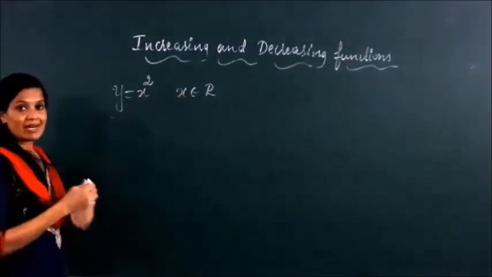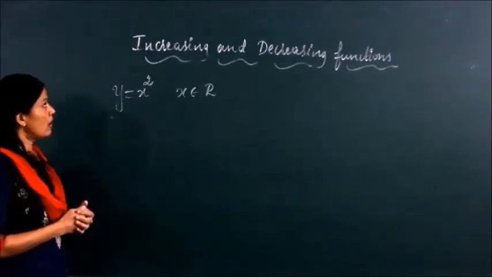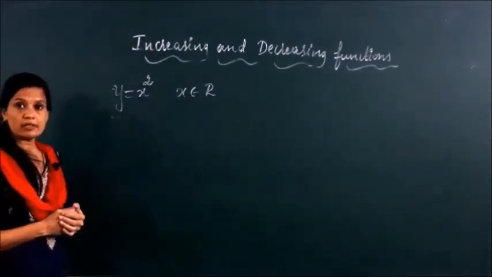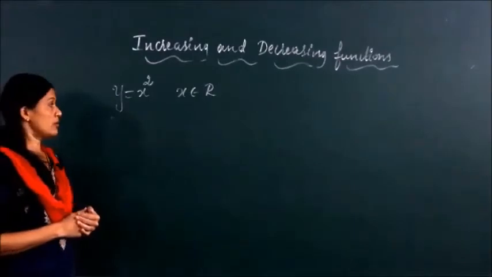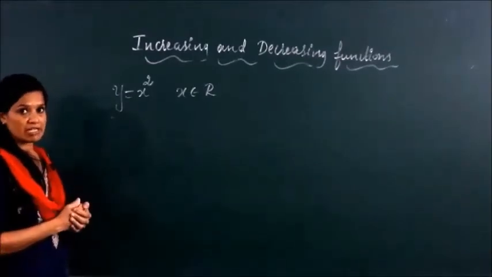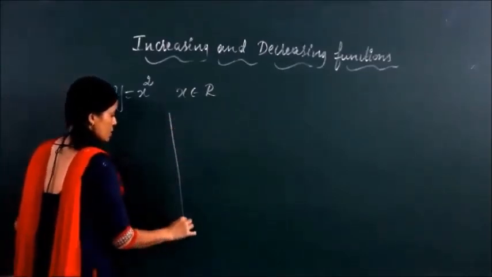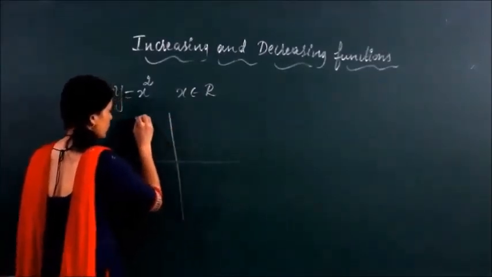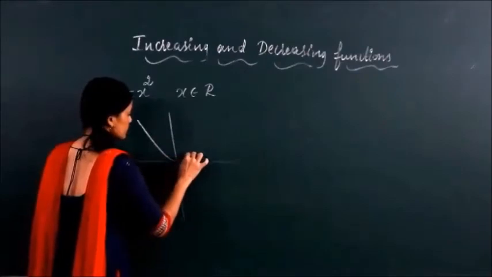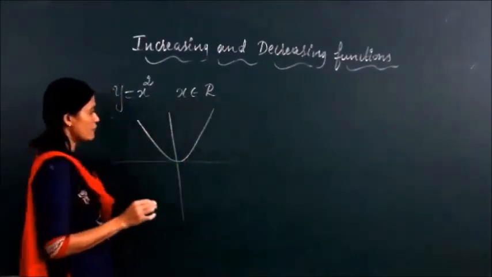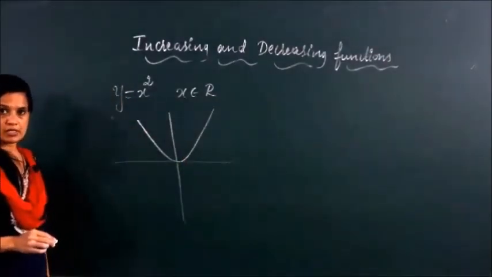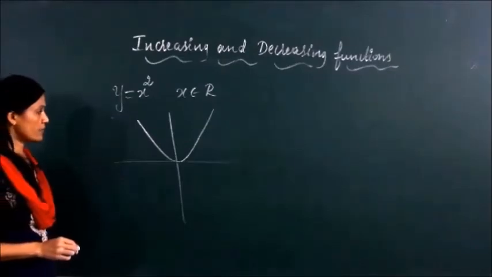So I will explain graphically what is an increasing and decreasing function. Okay, the geometrical meaning I will explain first. Now what you know, the graph of y is equal to x square. So it is a parabola. So this is the graph of y is equal to x square, right?